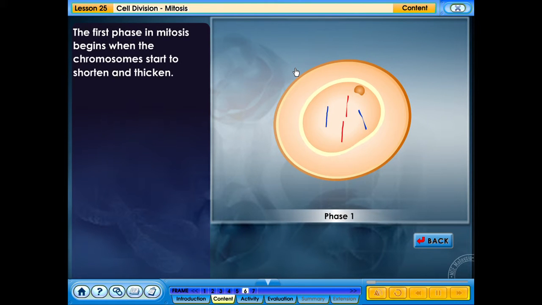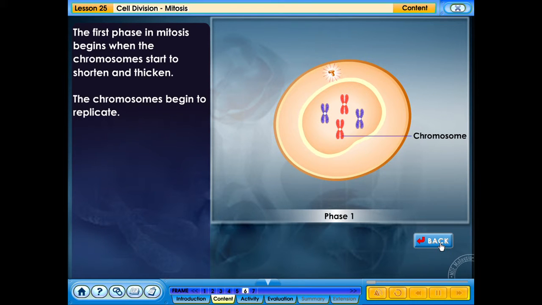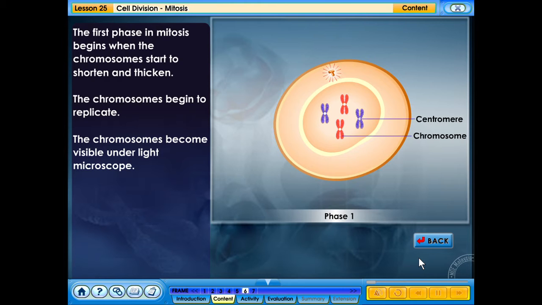The first phase in mitosis begins when the chromosomes start to shorten and thicken. The chromosomes begin to replicate. The chromosomes become visible under a light microscope. The nuclear membrane dissolves.